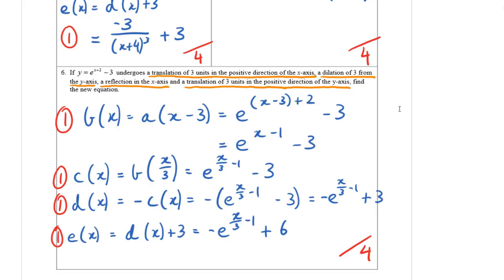And a nice big one to finish off, an exponential. So we're looking at going through all these transformations to something that already has a few transformations there. Again, setting it up, replacing x with x minus 3, translating to the right 3 units. And we can simplify that, becoming x minus 1 as our power. We can then dilate by a factor of 3 from the y-axis, replacing x with x over 3. Then a reflection in the x-axis, so a negative in front of everything, changing all our signs. And then our final one is a vertical translation of 3 units up.